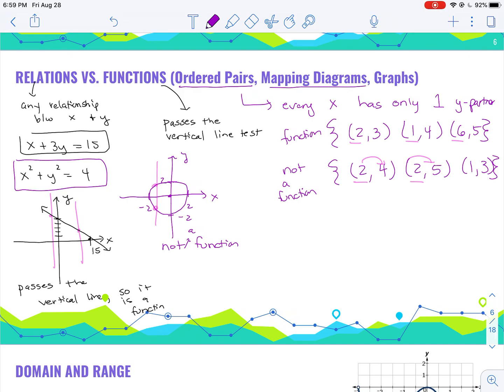Mapping diagrams are the ones where they give you the ordered pairs as a mapping. So if I had 2 and then 4 and 5, so 2 would go to 4 and 2 would go to 5. So notice that x value of 2 is going to 2 different y values, so it's not a function. So these are not functions. And then graphs, we've already talked about, they have to pass the vertical line test for it to be a function.